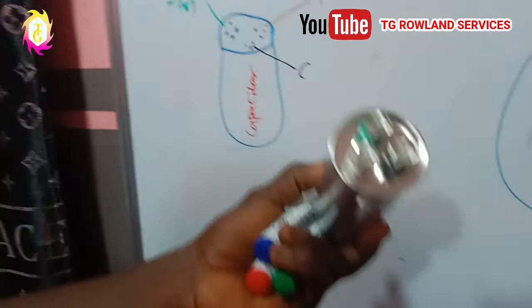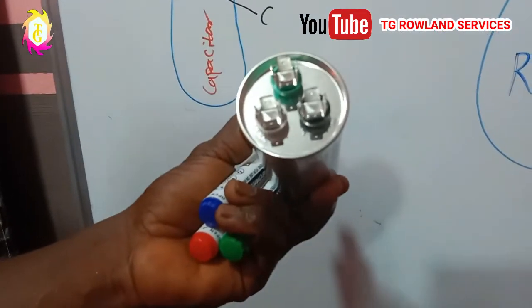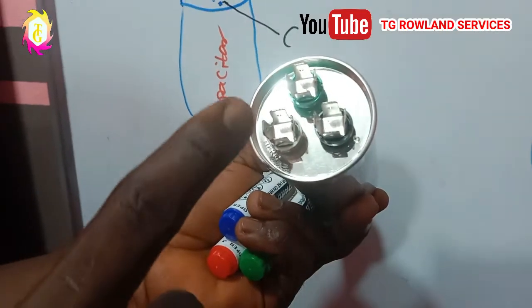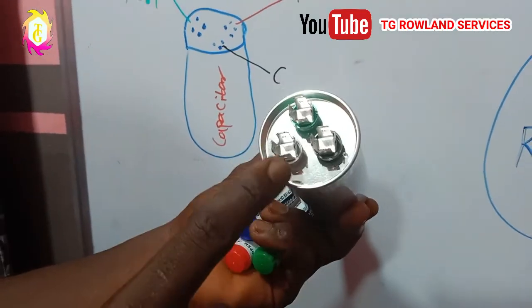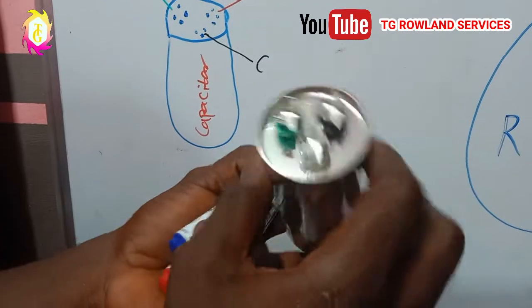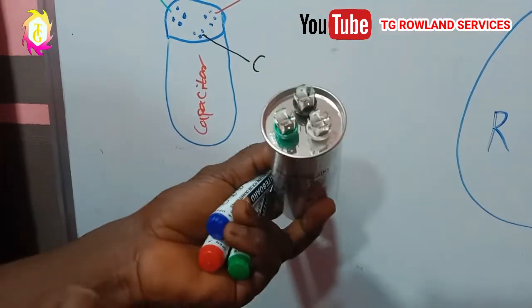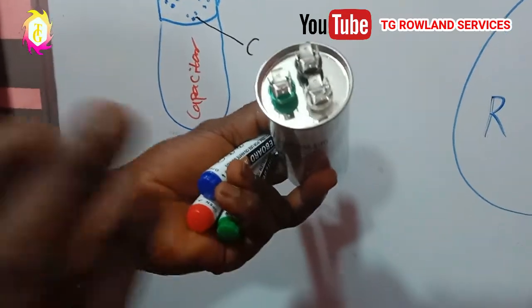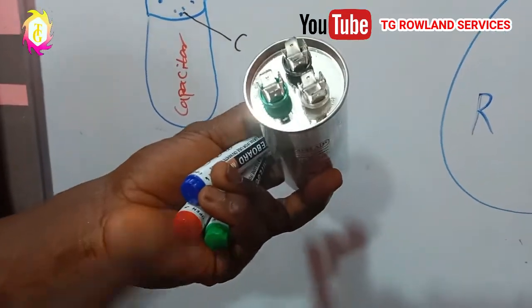Look very carefully. This is a capacitor. When you watch right now, we have 1, 2, 3. You understand? This is the normal capacitor that you can use in any country wherever you find yourself.